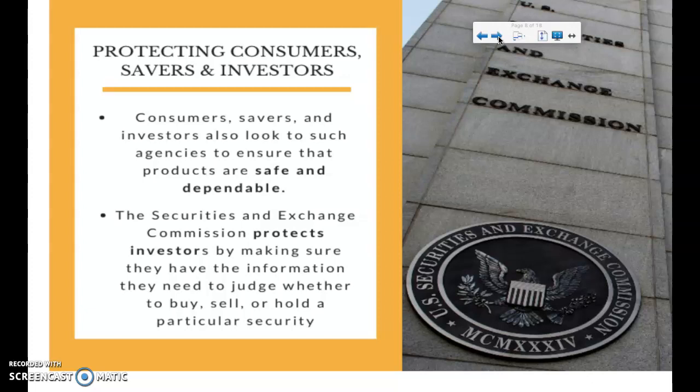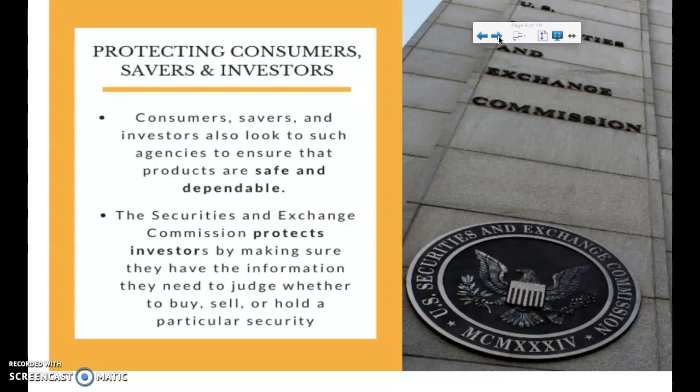There are agencies in place that work to protect savers and investors. So those of you that have bank accounts or maybe you work in a bank, you've probably heard of the FDIC, the Federal Deposit Insurance Corporation. The FDIC ensures that all bank deposits are there, so that up to $100,000 per depositor, they want to make sure that that bank deposit's going to be there. So if you go to get your money out of the bank, it's guaranteed that that money will be there for you.